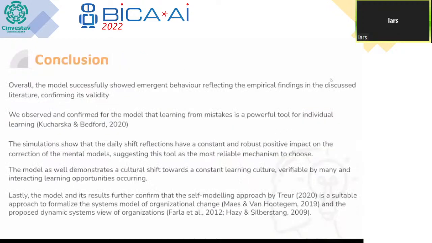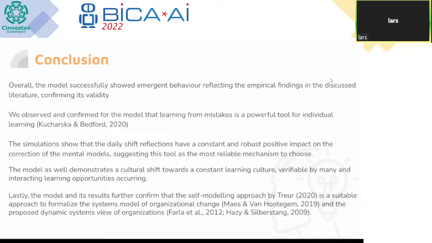So what can we conclude from this? Overall, the model successfully showed emergent behavior, reflecting the empirical findings in the discussed literature, confirming its validity. We also observed and confirmed for the model that learning from mistakes is one of the most powerful tools for individual learning. The simulations also show that the daily shift reflections have a constant and robust positive impact on the correction of the mental models, suggesting this tool as the most reliable mechanism to choose.